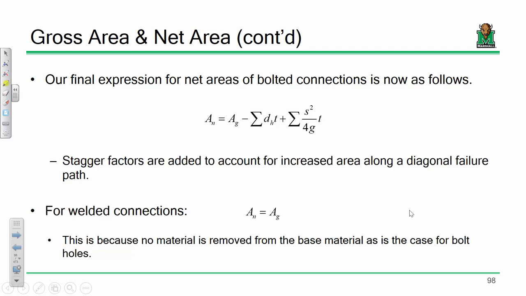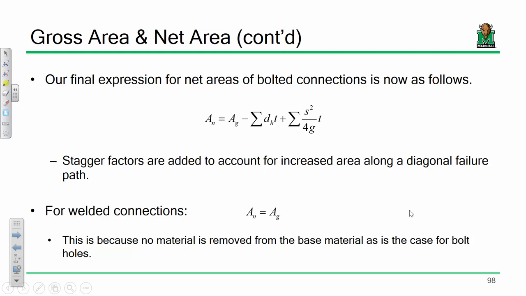All right. So I would argue that a more refined expression for the net area is the gross area minus the area loss due to bolt holes plus any necessary stagger factors. That is the formula for net area.